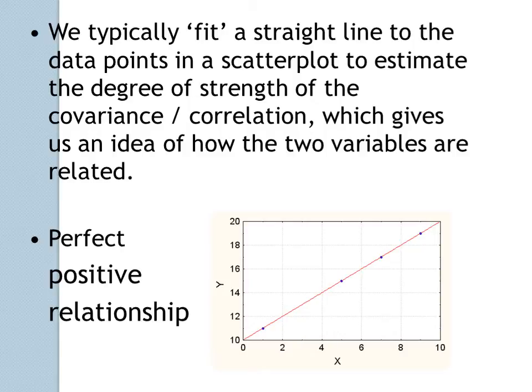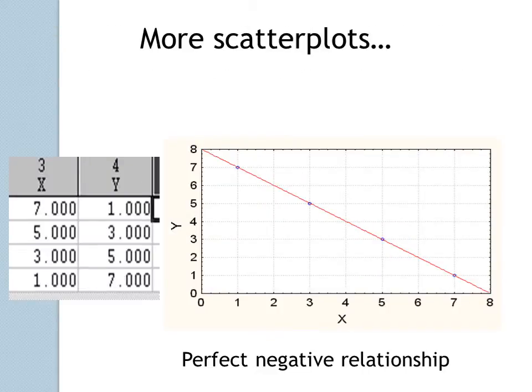If the data point was decreasing on the x and decreasing on the y, then that would also be a positive relationship. The reason why it's perfect is because the blue dots are lying on the red line. So here's another example of a scatter plot.